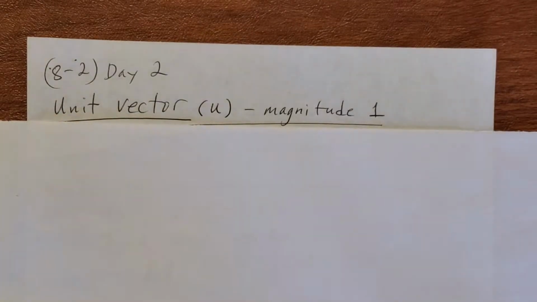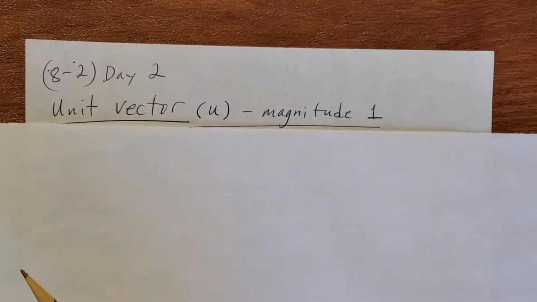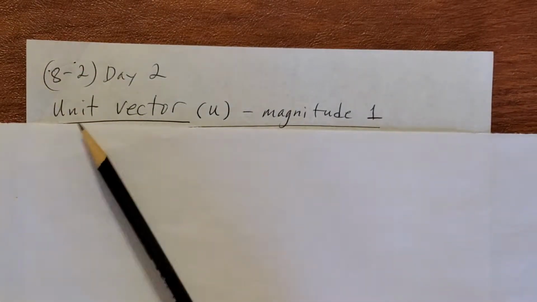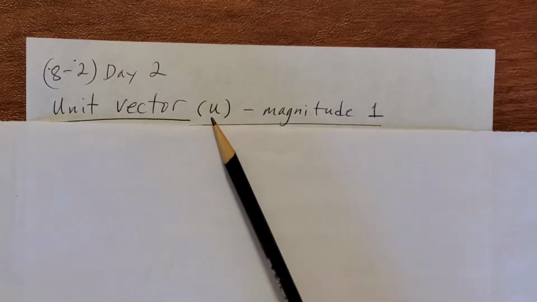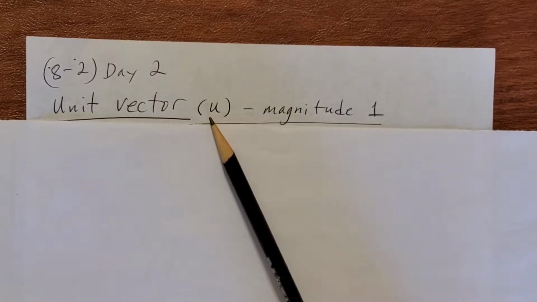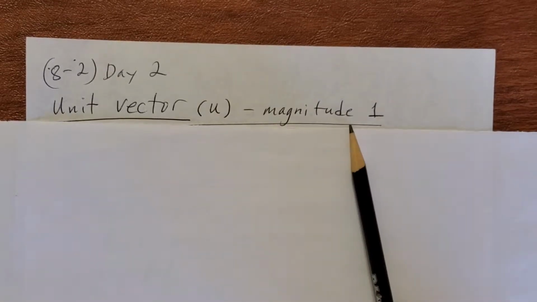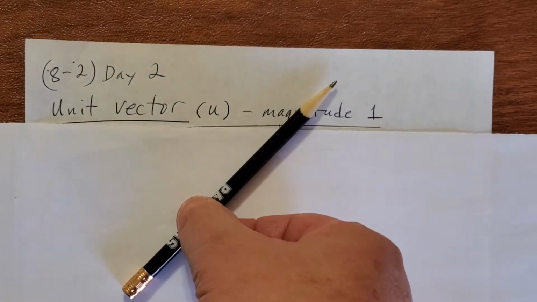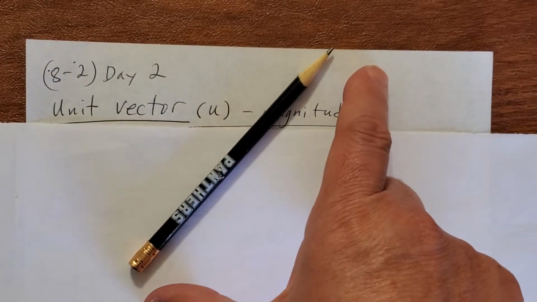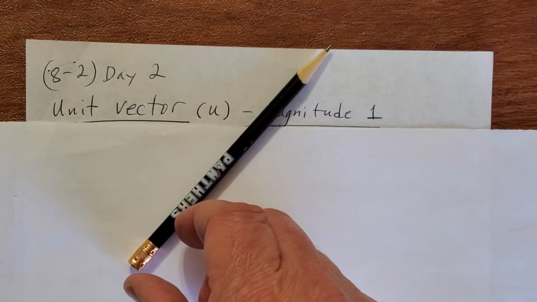Okay, so we're back for part 2 of lesson A2. First thing we want to do is talk about the unit vector, which we'll refer to as u. We'll reserve that for the unit vector. And the unit vector has a magnitude of 1, right? So you have some vector, say that's 5, then the unit would be 1.